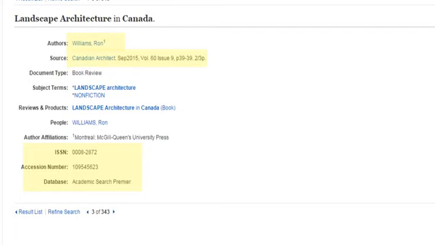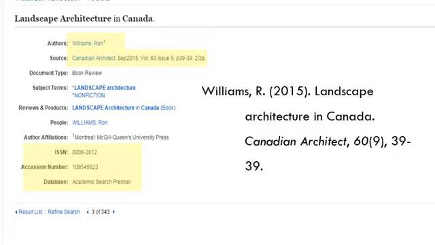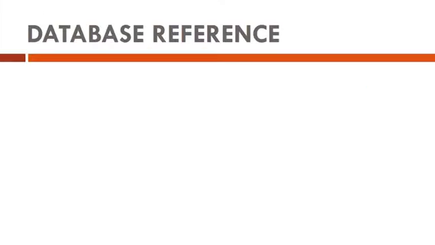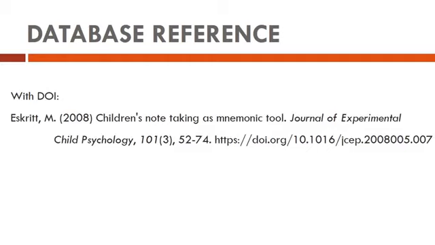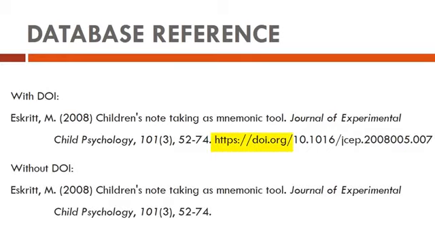So the reference for an article like this would be Williams, R, 2015, Landscape Architecture in Canada, Canadian Architect, 69, 39 to 39. If you do see a DOI written at the bottom, then you're going to write your reference like this. With the DOI started with https://doi.org, and then you'll copy and paste the DOI number that you see in the reference. And then, like I said, if there is no DOI, just end on the page range like you see in that second example.